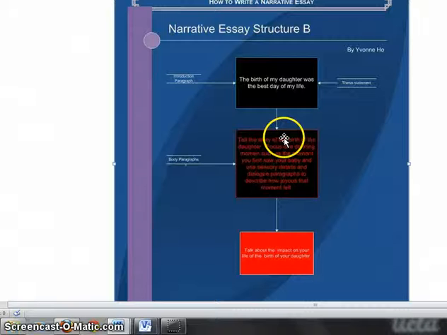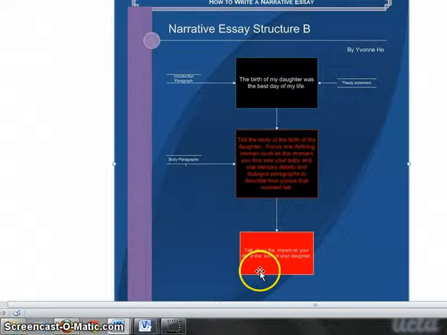For example, what joy did you feel? What love? What went through your mind? What did you say to your wife? How did you feel? What were your senses? So make the reader feel exactly as you felt. That is the magic of narrative writing. That's what you would write in your body paragraphs. And then the last paragraph, just like with structure A, you write about what impact the birth of your daughter had on your life.